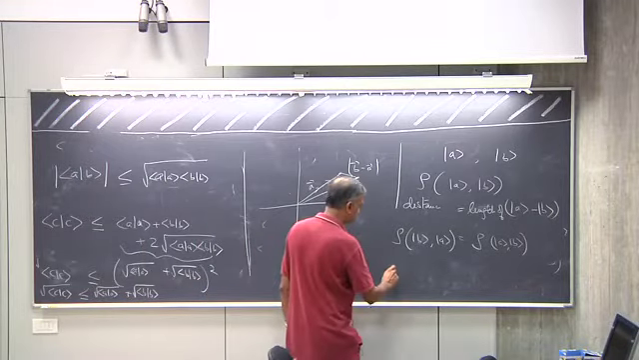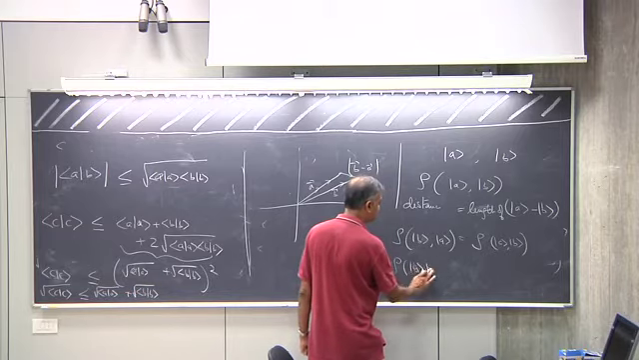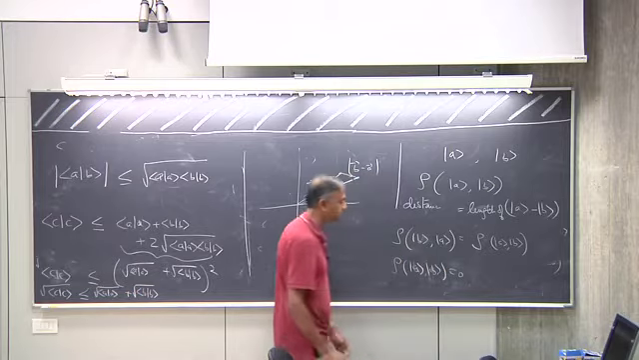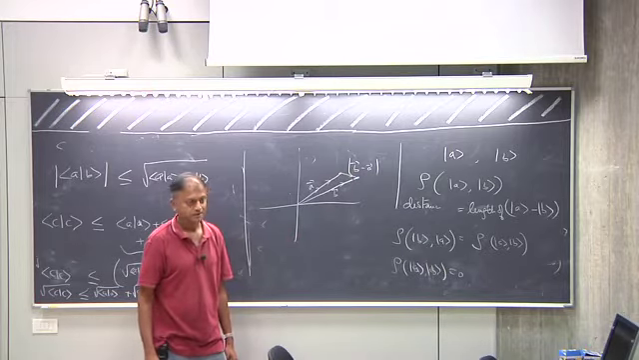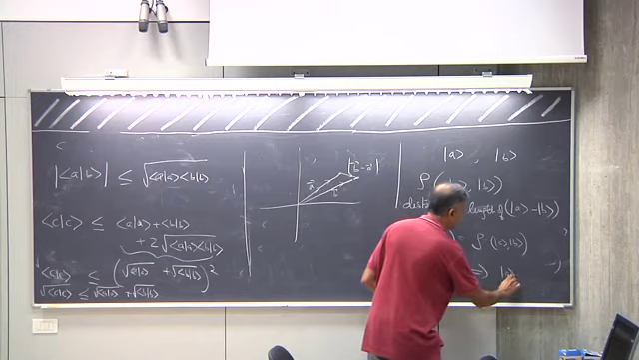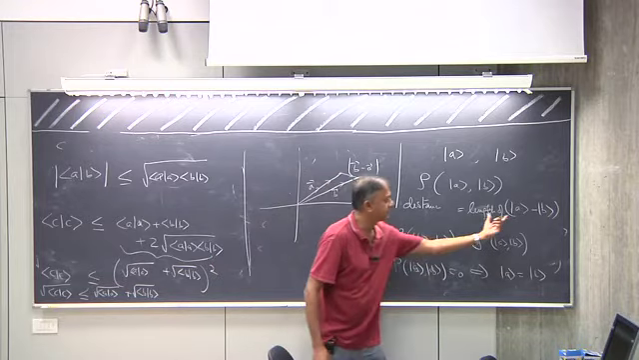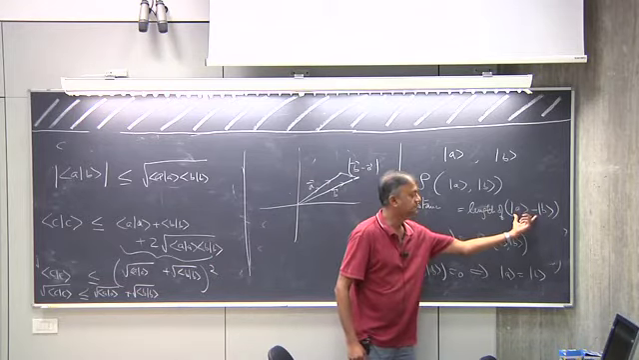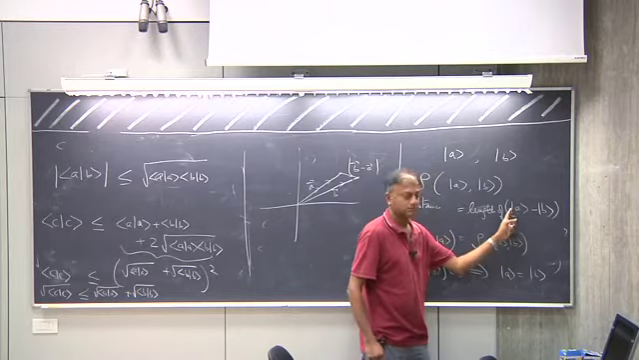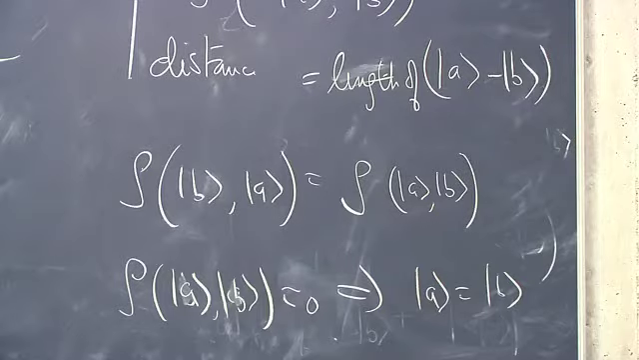The second property is that if the distance between two particular vectors A and B is 0, then this implies that A equals B. Because by definition, this is the length of A minus B, and the length of A minus B can be 0 only if this vector is 0, but if this vector is 0, then A is equal to B. And then the triangular inequality: the distance again satisfies the triangular inequality, for the same reason, and that we have already shown.